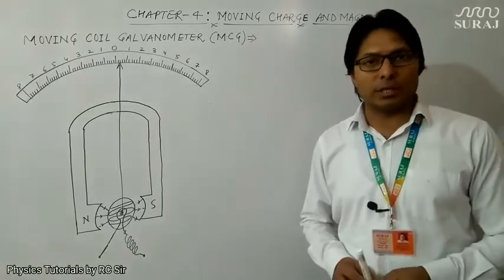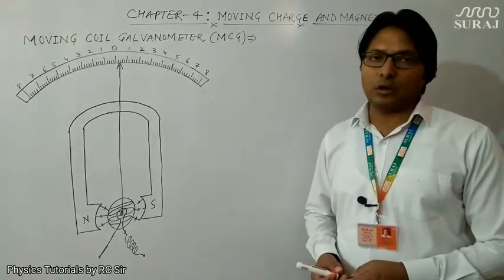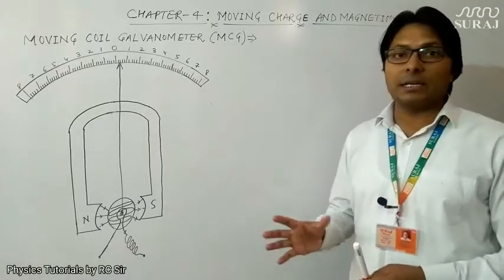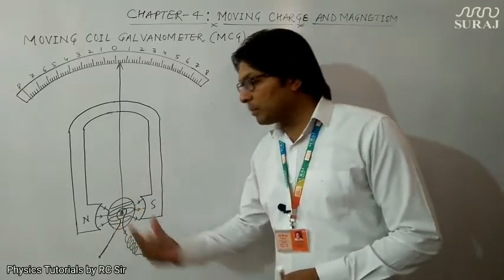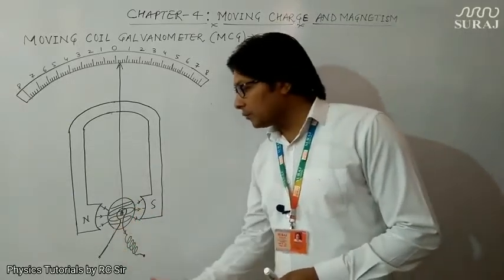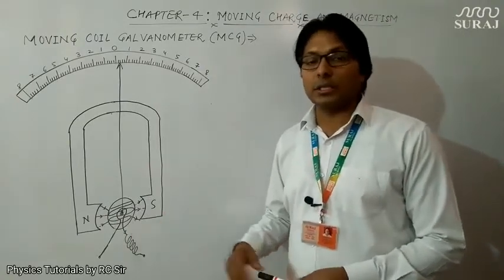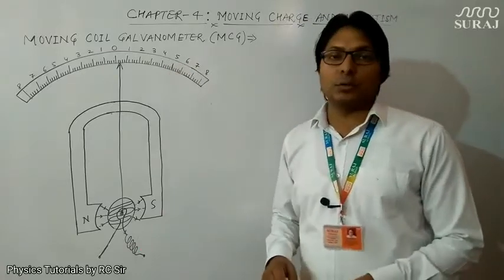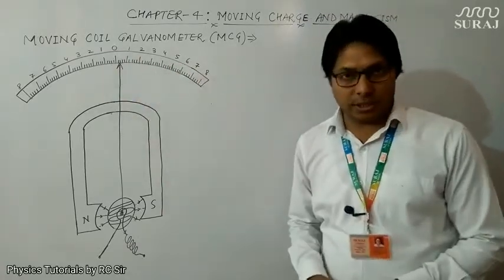Here we will study the moving coil galvanometer. Why is it called a moving coil galvanometer? Since it has a coil in its construction, and this coil is movable, as soon as we flow current through this coil it starts rotating, that is, it starts moving. Therefore this galvanometer is known as the moving coil galvanometer.